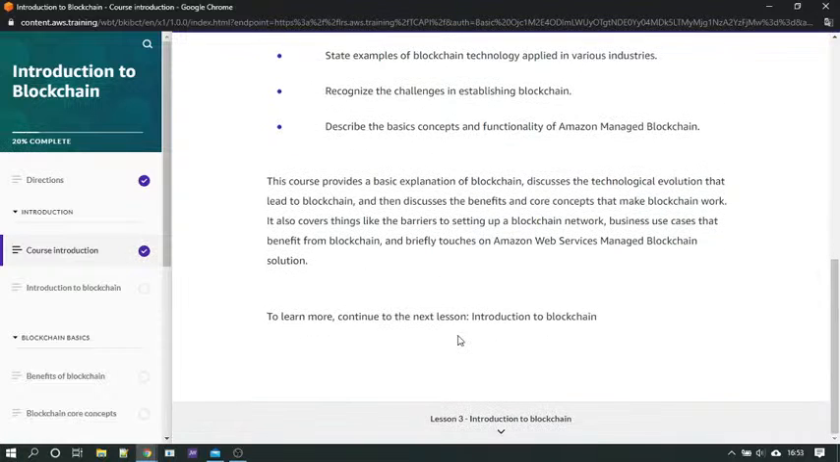This course provides a basic explanation of blockchain, discusses the technological evolution that leads to blockchain, and then discusses the benefits and core concepts that make blockchain work. It also covers things like the barriers to setting up a blockchain network, business use cases that benefit from blockchain. It briefly touches on Amazon Web Service managed blockchain solution. To learn more, continue to the next lesson, Introduction to Blockchain.